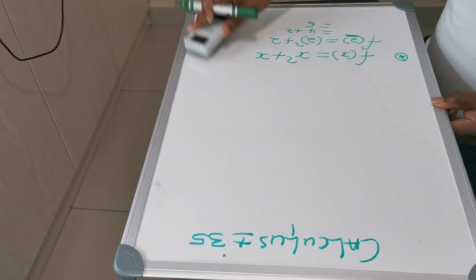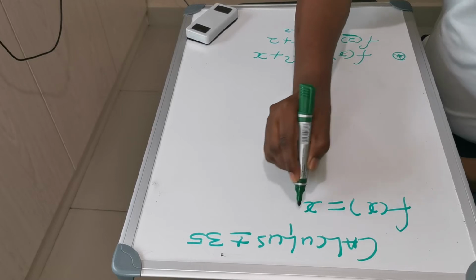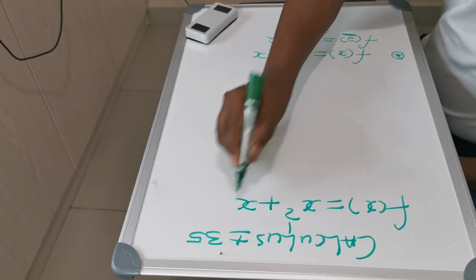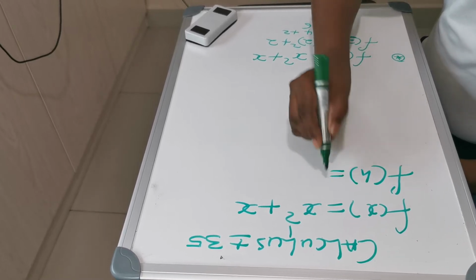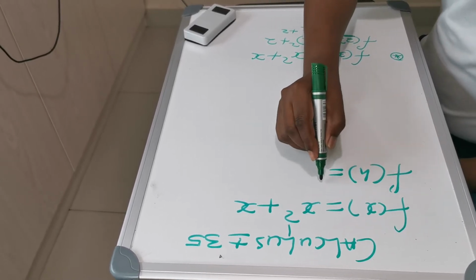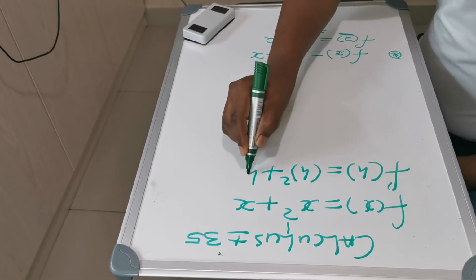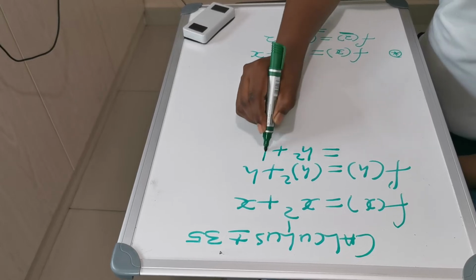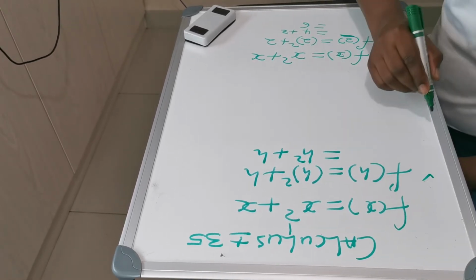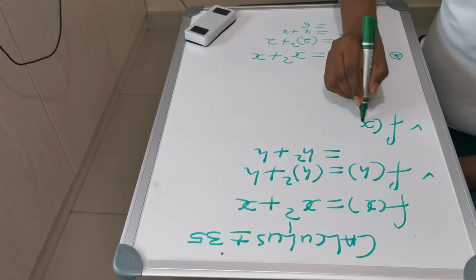Okay, now let me try to complicate this one. Let's say now you have this one again, which is x squared plus x. Now where there is x, let's put h. So it means this will be x, you open the bracket to put h all squared plus h. Obviously your answer here will be h squared plus h. That's as simple as that.